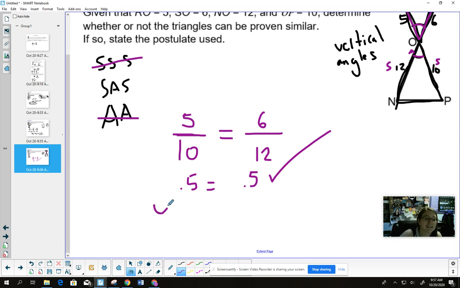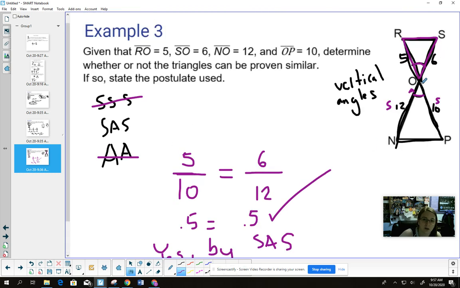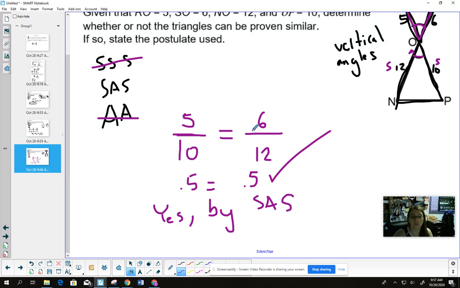What this means is yes. We would say by side, angle, side, these triangles are similar. We have a congruent angle. We have that the sides are proportional. We're all set. So we're going to practice this more in class because you kind of just followed along right now before we do the assignment to make sure we're definitely set with this.